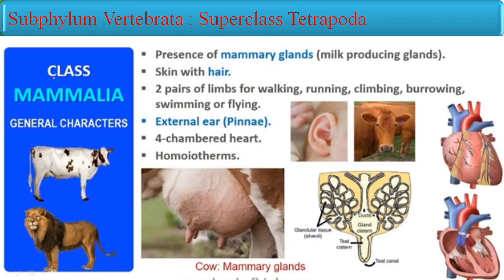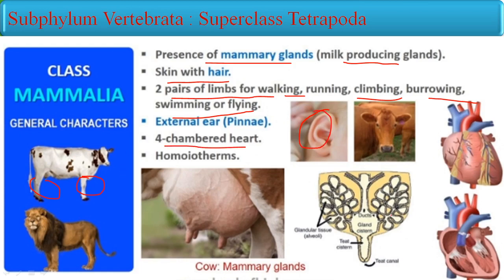Next is the fourth class, that is the class Mammalia. There is a presence of mammary glands. This is the significant feature of the class Mammalia, that is, milk-producing glands are there. The skin has hairs. There are two pairs of limbs, the forelimbs and the hind limbs, which are used for walking, running, climbing, burrowing, swimming or flying. There is an external ear, and this external ear is the pinna.